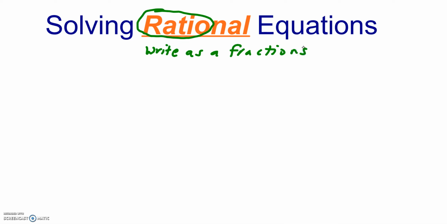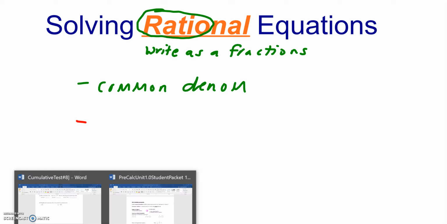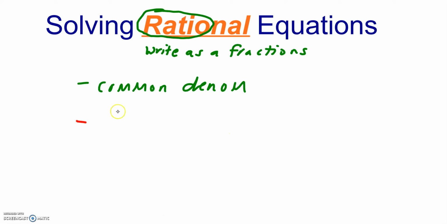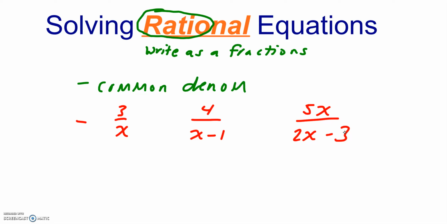And as soon as I see fractions and I think about combining fractions, a few things come to mind. A common denominator comes to mind, and we'll talk about that in a little bit. But something else that comes to mind when I see something written as a fraction, like 3 over x or 4 over x minus 1 or even 5x over 2x minus 3, every single one of these has a problem.